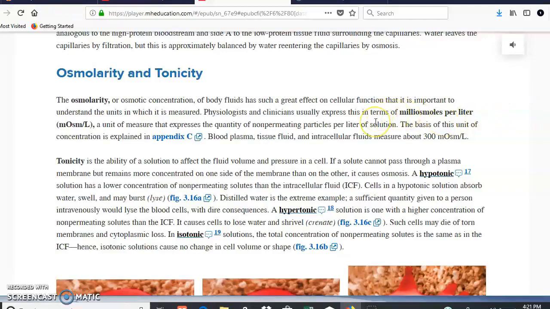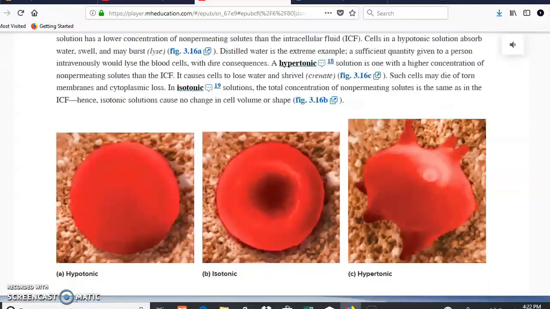Okay, so how do you measure, for example, this glucose and this salt? You measure that in concentration, and that means osmolarity. Okay, what is osmolarity? The concentration of the solute, especially those that are not going to move from one side to the other, non-permeating particles. Now, what is tonicity? In this case, tonicity is the ability of a solution to affect the fluid volume and pressure of a cell. Basically, what it says is that if you have the same amount of solutes inside and outside the cell, then nothing is going to happen.